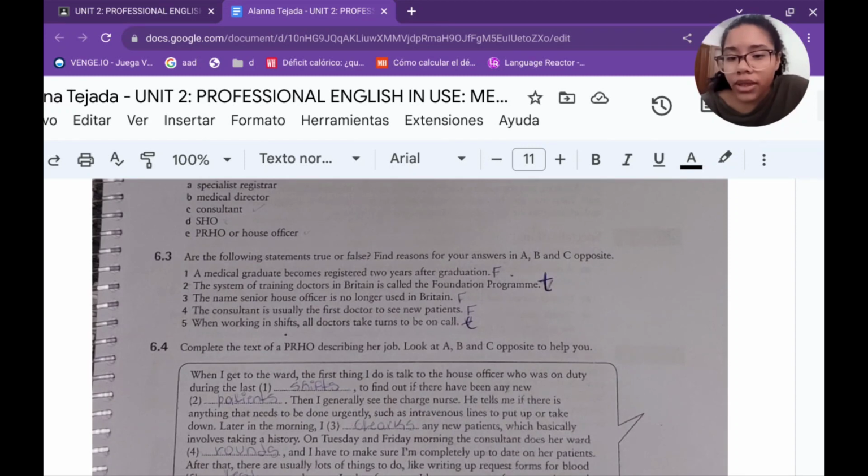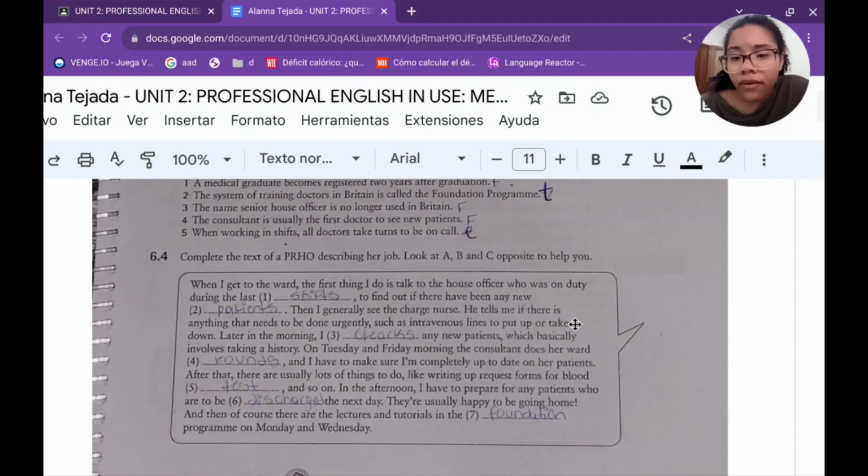Decide whether the following statements are true or false. Find reasons for your answers in A, B, and C opposite. A medical graduate becomes registered 2 years after graduation. False. The system of training doctors in Britain is called the Foundation Program. True. The name of senior house officer is no longer used in Britain. False. The consultant is usually the first doctor to see new patients. False. When working in shifts, all doctors take turns to be on call. True.